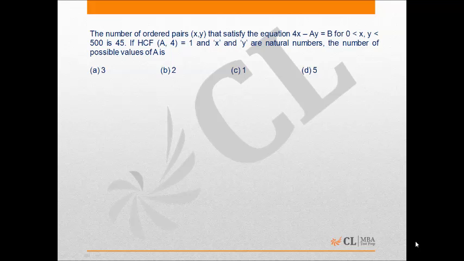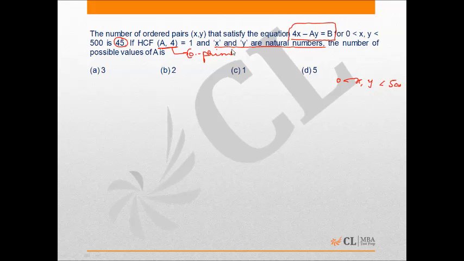Okay, it says the number of ordered pairs (x, y) such that the equation 4x minus ay equals b, where x and y are in the range of 500 to 100, is 45. So the number of solutions is 45. It is already saying that a and 4 are co-prime because the HCF is 1. You understand co-prime? Okay. Where x and y have to be natural number solutions, so there is no solution with x zero or y zero. The number of possible values of a.